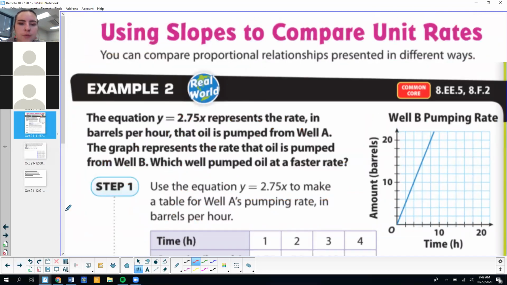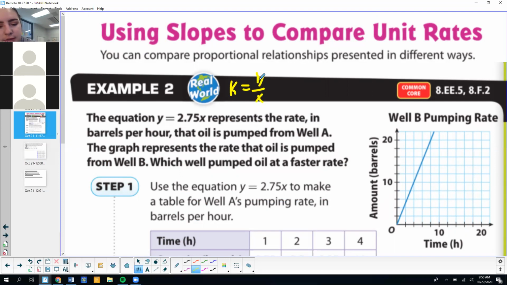All right, using slope to compare unit rates. You can compare proportional relationships presented in different ways. The equation y equals 2.75x represents the rate. And if you remember, we talked about the constant of proportionality, which is k equals y over x.